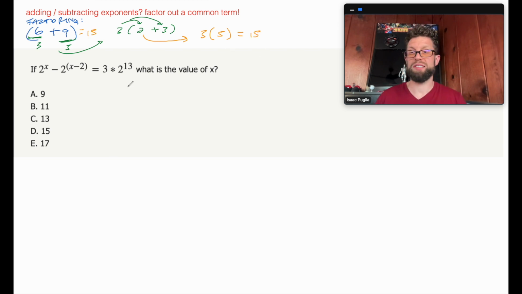Now, in most math situations, this is just totally redundant. It's not actually useful to factor out common terms, but when you're on the exam and you're looking at exponents questions and you're adding and subtracting exponents, it's super, super helpful. Let me show you why.